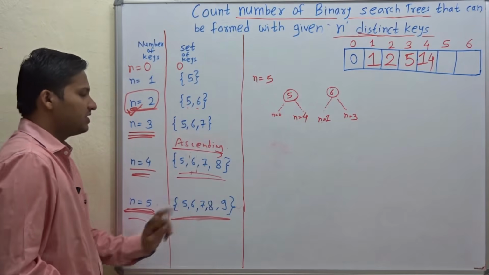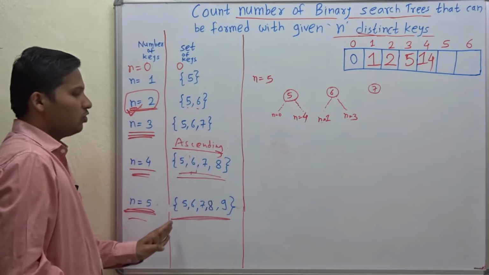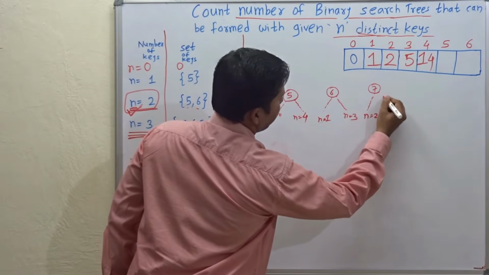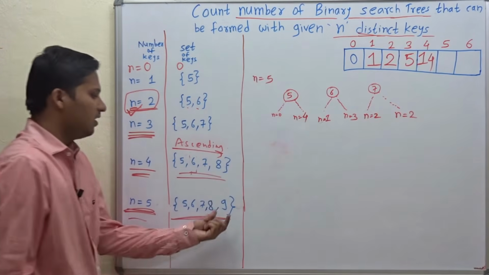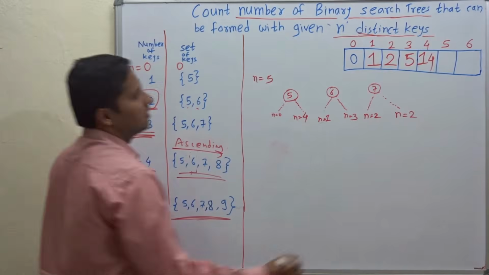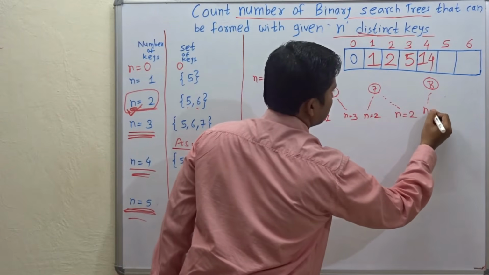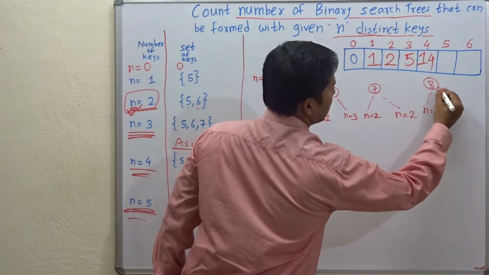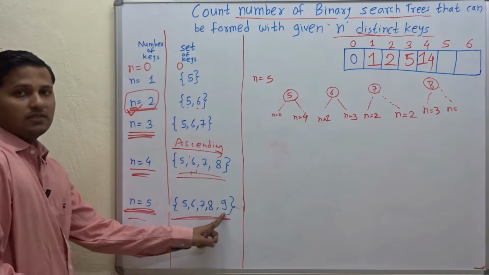Now for 7 as the root, n equal to 2 on the left and n equal to 2 on the right. Okay, then for 8 as the root, see, n equal to 3 on the left and n equal to 1 on the right.